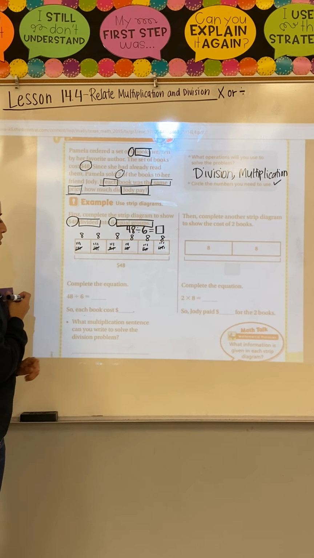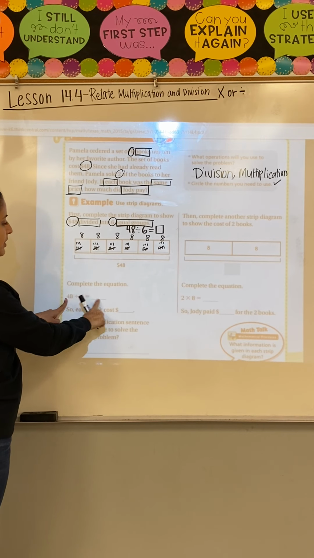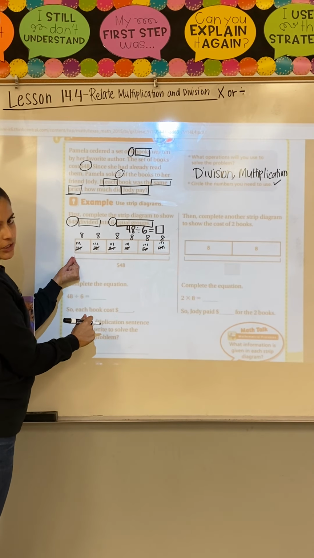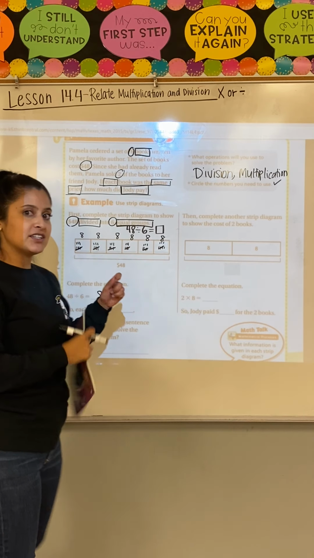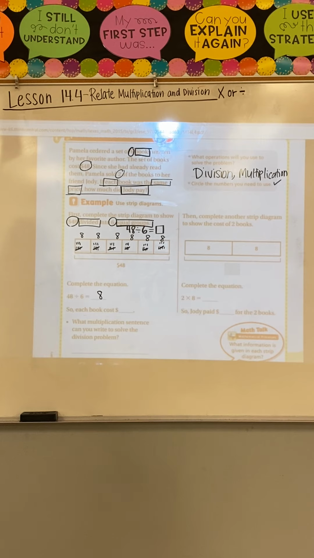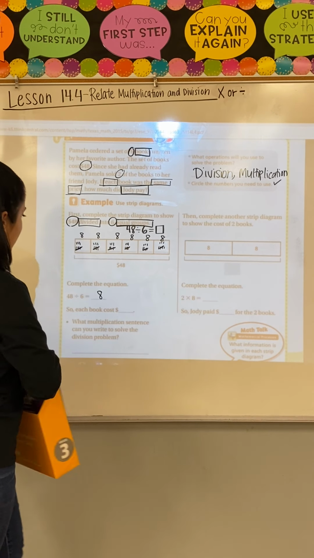Oh, so let's go ahead and complete our equation. We have 48 divided by 6 is, how much in each group? 8. So each book, every single one of these books in the set is $8.